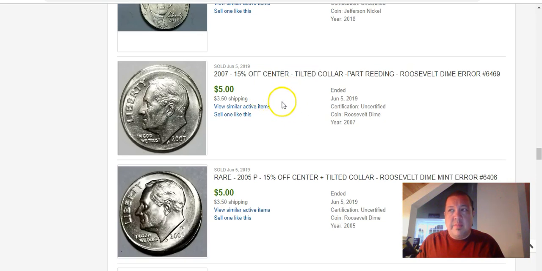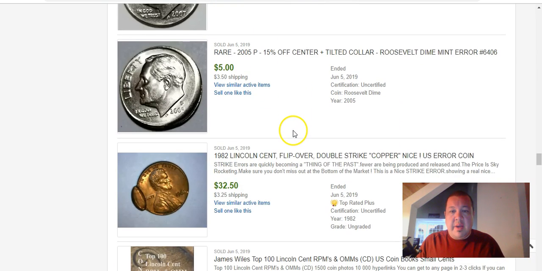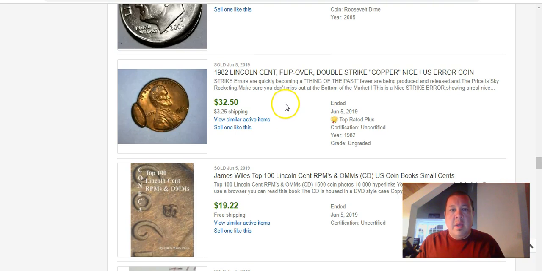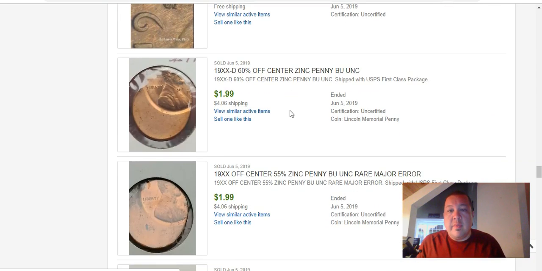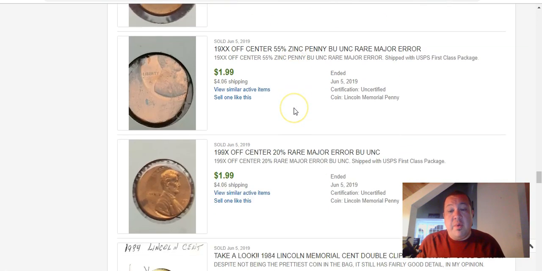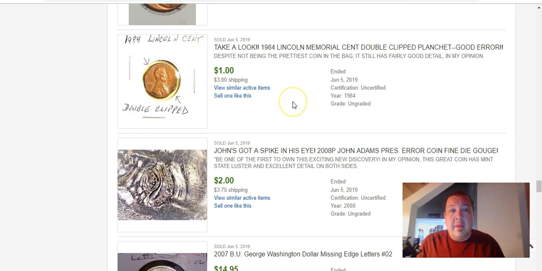There's another Roosevelt dime error, a couple of them here. Here's a 1982 Lincoln cent flip over double strike copper, pretty neat. Sold for 35 bucks. Quite a few off-center coins. Here's one with a double clip.